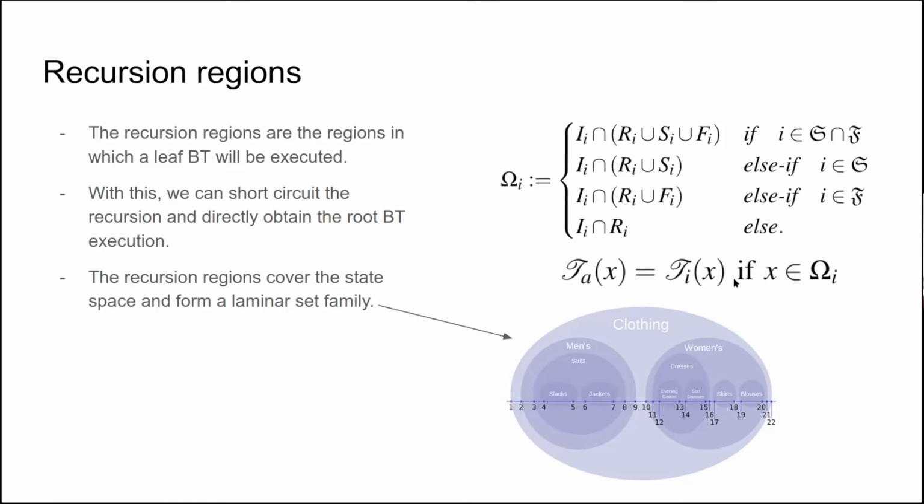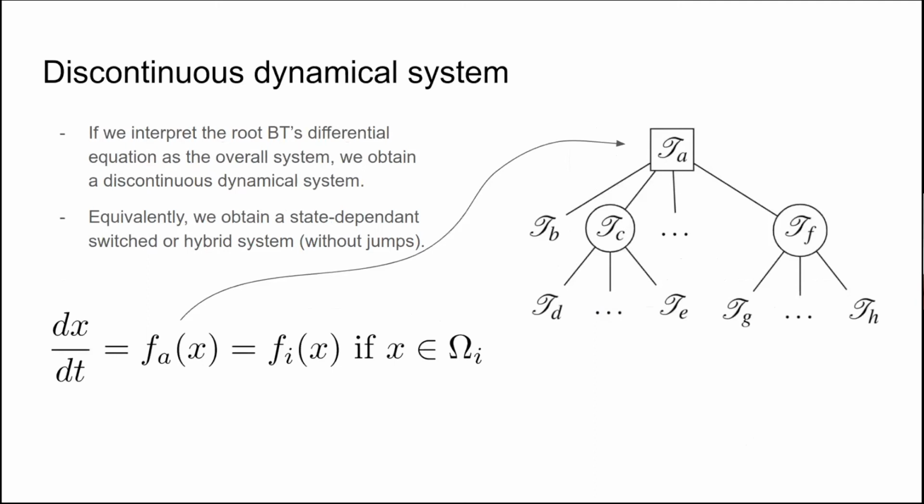So these sets actually have a special structure. It's like a laminar set family. And a laminar set family is basically just a nested family of sets like this. And basically what these regions allow us to do is formulate a behavior tree as a dynamical system. So if we're just interested in the dynamical behavior of the root, which we usually are, then we can just take the differential equation of the root and then use those recursion regions to formulate a discontinuous dynamical system, sometimes also referred to as a state-dependent switch system, or a hybrid system without jumps.